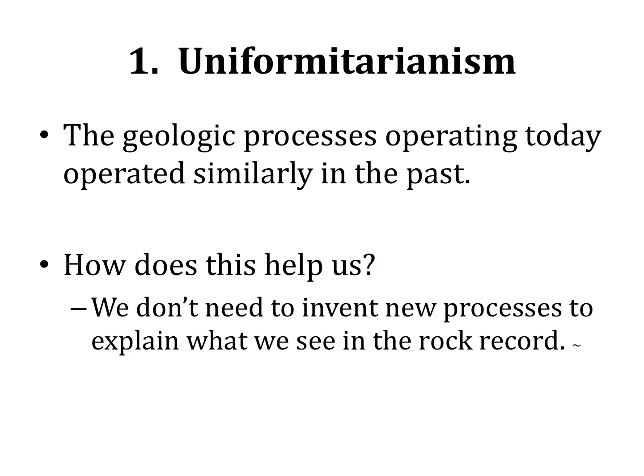The first principle is uniformitarianism. And this just tells us that the geologic processes that we see happening around the surface of the Earth today were the same as those that were happening in the past. So if we see, say, preserved ripple marks in a rock, we can assume that those ripple marks were made in the same way that ripples are made today. We don't need to come up with some new process to explain those ripples.